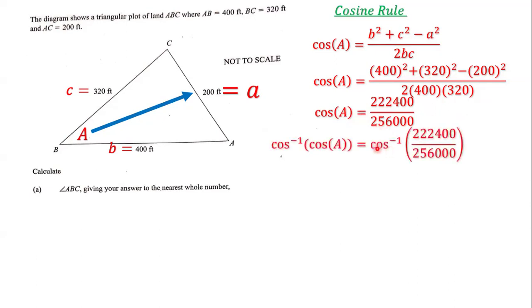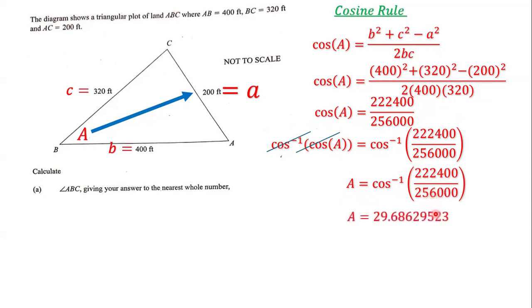Now what we're going to do is take the cosine inverse of both sides. So cosine inverse of this and cosine inverse of this fraction. What that allows us to do is to cancel out the cosine inverse and cosine, which leaves us on the left-hand side with just A. And so we have that A is equal to cosine inverse of this fraction. Now, what is cosine inverse of 22,400 divided by 256,000?